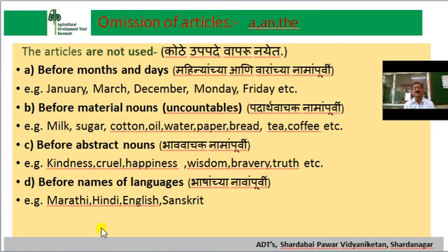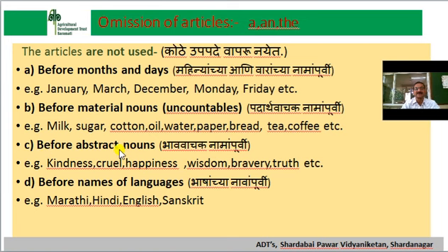Sometimes articles are not used before nouns while speaking and writing. The articles are not used before months and days. For example, January, March, December, Monday, Friday, etc. Before material nouns or uncountables: milk, sugar, cotton, oil, water, paper, bread, tea, coffee. All these are uncountable nouns. That's why we cannot use articles before these material nouns.